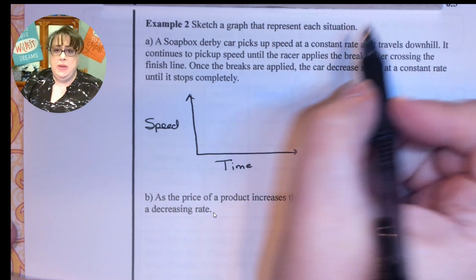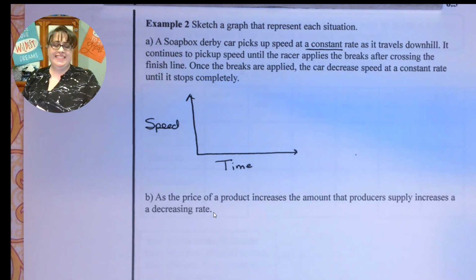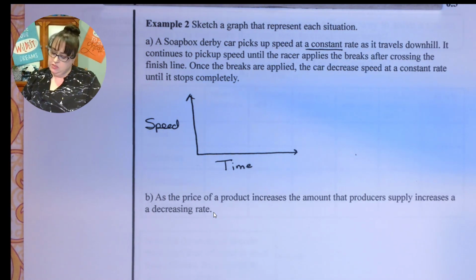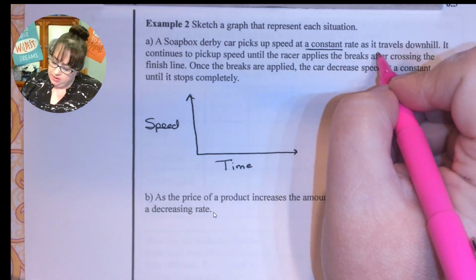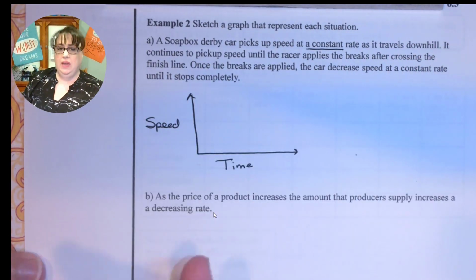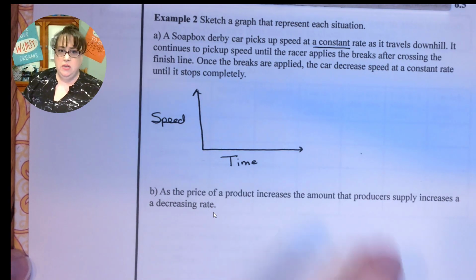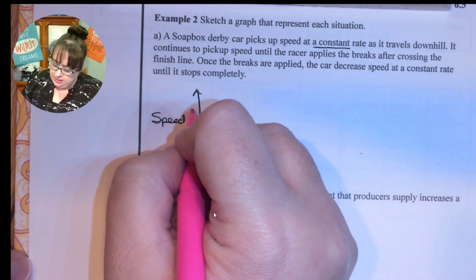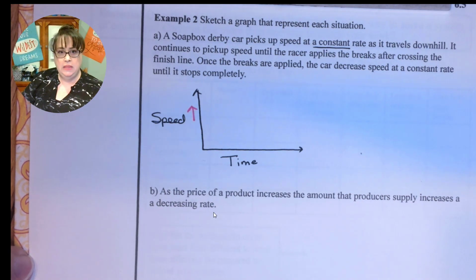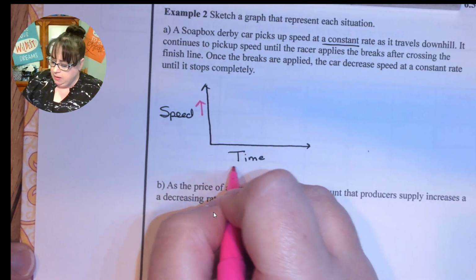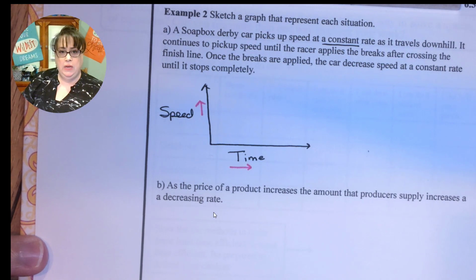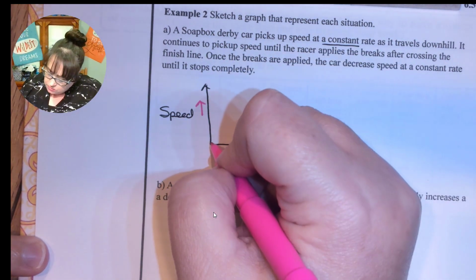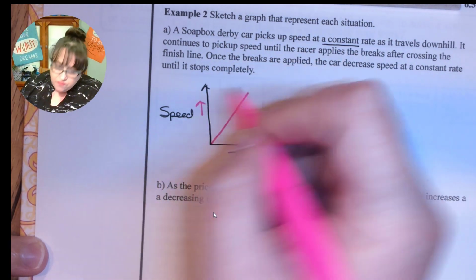We're going to pick up speed at a constant rate. Because I said constant, I'm hoping that you remember constant means a straight line. So we're going to pick up speed at a constant rate as it travels downhill. Most of our brains think traveling downhill means I need to make a line that goes downhill, but that's not what we're doing. We're picking up speed. To pick up speed, I need to go up this line, and I am traveling in time, so I'm going that direction. So I need to pick up speed. I need to go faster.